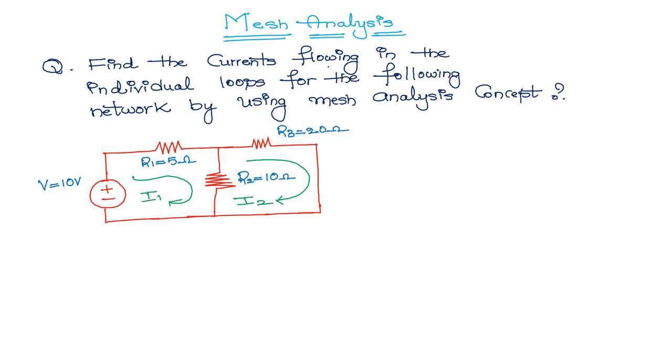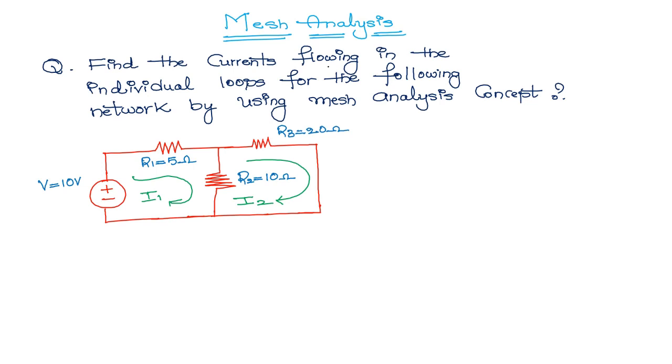In the topics we discussed previously, we calculated the current flowing in the individual branches, or the current flowing through particular resistances. To find those, we used the current division rule. With the help of the current division rule, we calculated the currents flowing in the individual branches. But in this case the question is: find the value of the currents flowing in the loops.